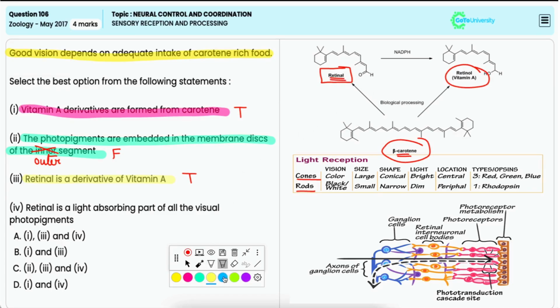Now, statement 4, retinal is a light absorbing part of all visual photopigments. This is also true. Retinal undergoes a conformational change when it absorbs light, thus triggering the phototransduction reactions or the cascade. So, the correct statements are 1, 3 and 4.